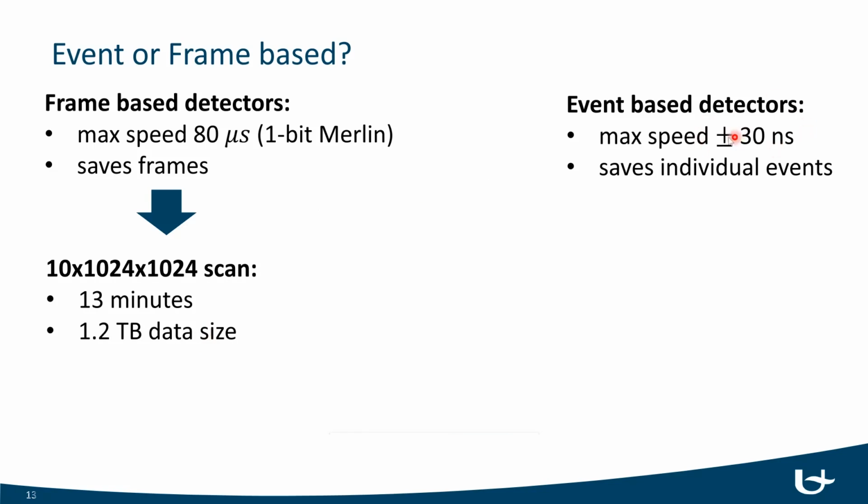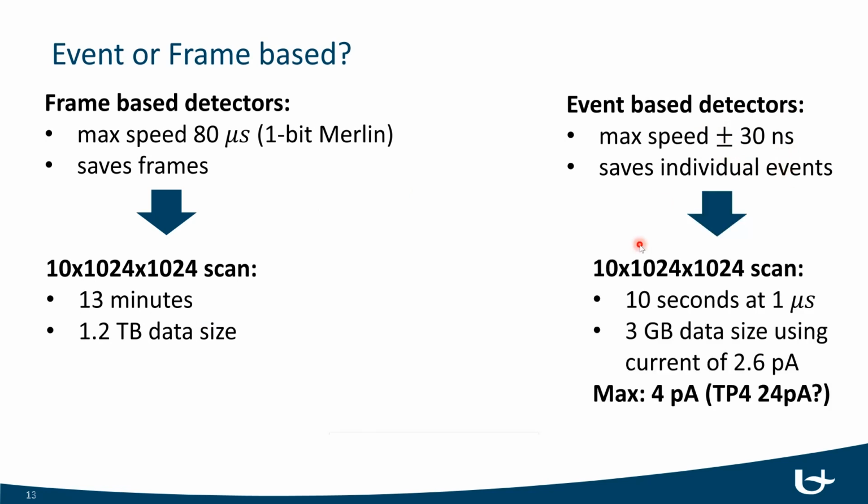Maximum speed, I say here 30 nanoseconds. Some can do a few nanoseconds, I think, but it is fairly fast, and you save the individual events. If you now do the same 10 by 1K scan, we can use 1 microsecond dwell times, because the event speed is now completely decoupled from the frame rate. All you need to do is wait for electrons to land. And so we can choose a dwell time of 1 microsecond in the scan engine.